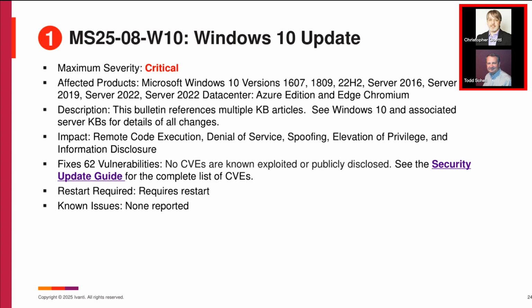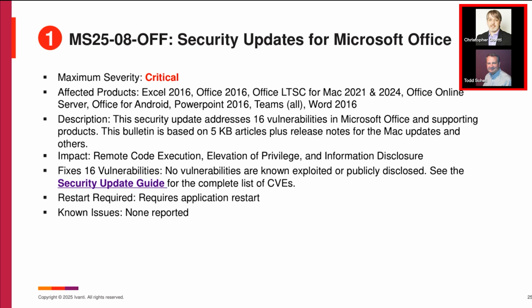But again, the one that they're going to cover under the ESU program will be 22H2 version of Windows 10. So be aware of that. Pretty large update for Office this month. 16 vulnerabilities addressed across a lot of products. Not only just the Office suite itself, but you'll see things like Office for Android. You'll see a lot of the Teams updates, Office Online Server, etc.